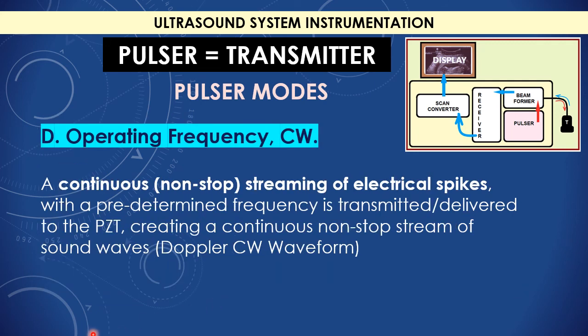Now, what if I'm operating the continuous wave application? In continuous wave, we have a continuous stream of electric spikes that are delivered to the ultrasound transducer, and this continuous stream of electric spikes will come out from the transducer as a continuous stream of sound waves. So I will get a long non-stop stream of electric spikes from the pulsar straight to the transducer, and the transducer will give me a non-stop stream of sound waves.